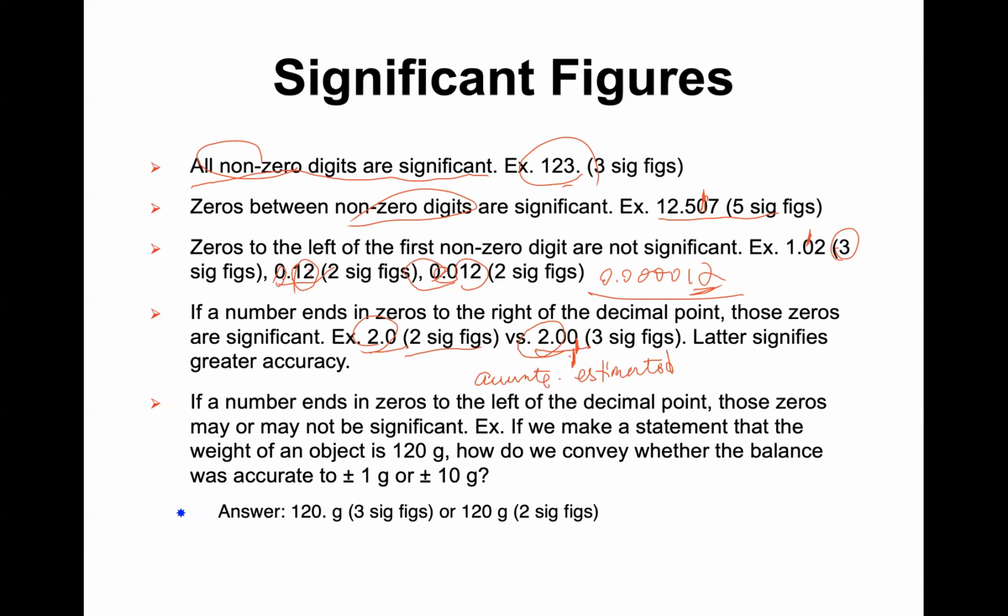Now, if a number ends in 0 to the left of the decimal point, then those zeros may or may not be significant. For example, 120 grams in this case. You can consider it as two significant numbers, and if we put a decimal point here, it is 3. So it can be 3, can be 2.